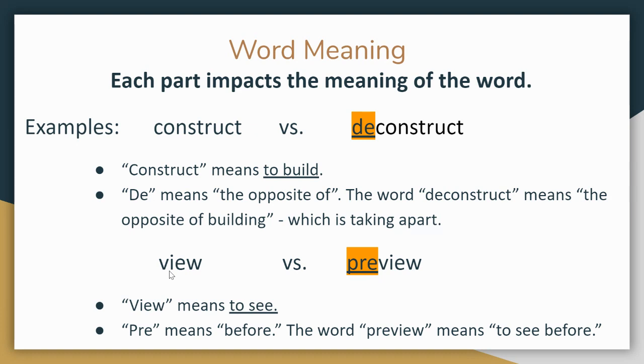Let's look at the difference between view and preview. If we are viewing something, we are seeing or watching it. When we add the prefix pre to the word view, we are now watching something before or seeing something before, because pre means before. Pre is a prefix. We're adding it to the beginning of a word to change the meaning.